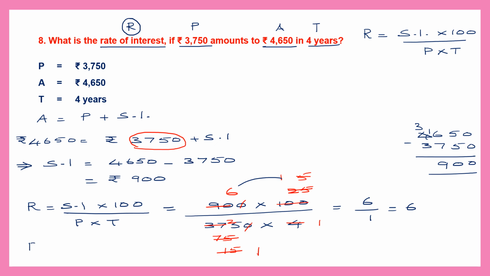That means the rate of interest is 6% per annum, because we have years given to us, because time is 4 years and time is always according to the rate of interest. So what is our final answer here? 6% per annum, which is the rate of interest.